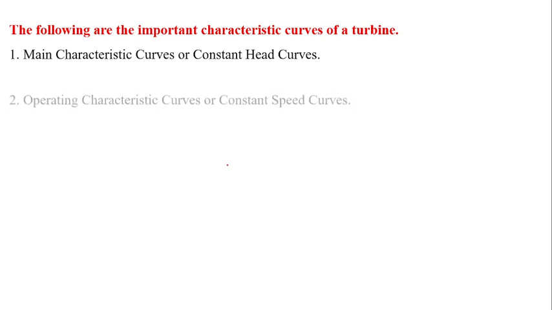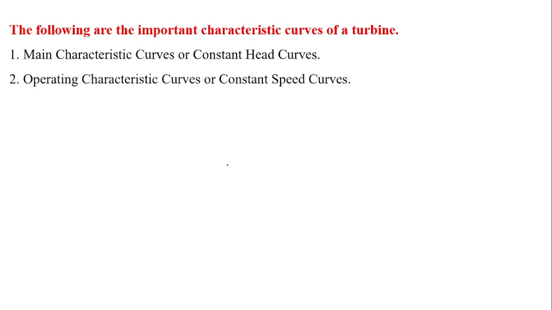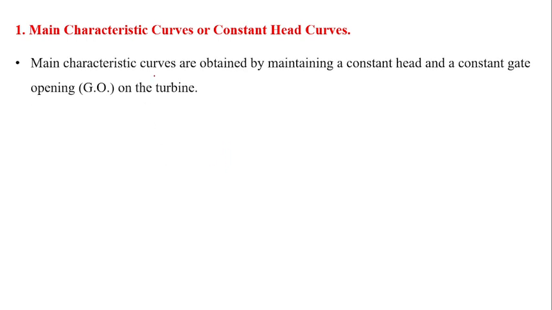There are the following important characteristic curves of a turbine. First, main characteristic curve or constant head curve; second, operating characteristic curve or constant speed curve; third, muschel curves, which are constant efficiency curves. Main characteristic curves are constant head curves. They are obtained by maintaining constant head, meaning the height of the water is constant, and constant gate opening on the turbine.